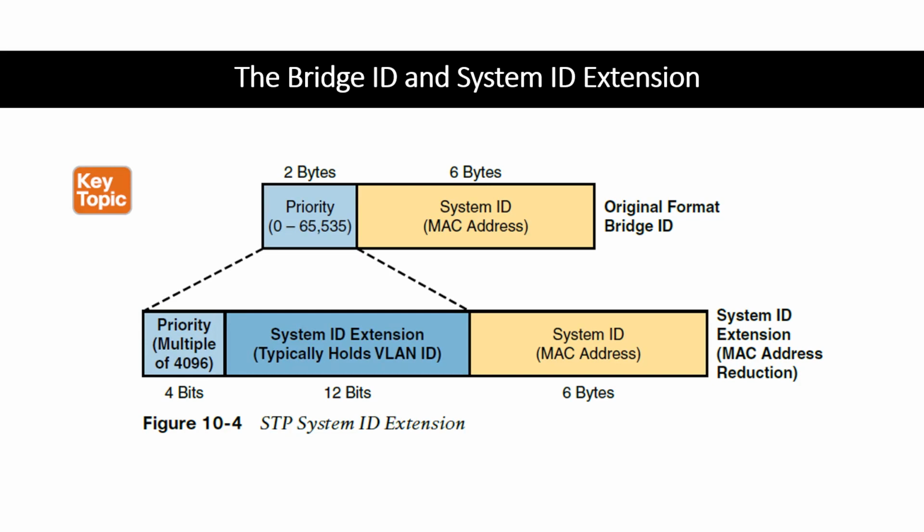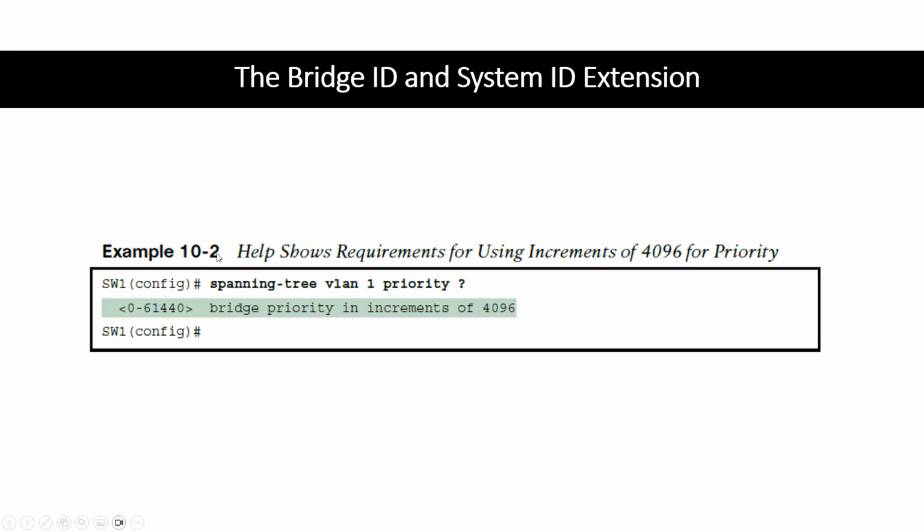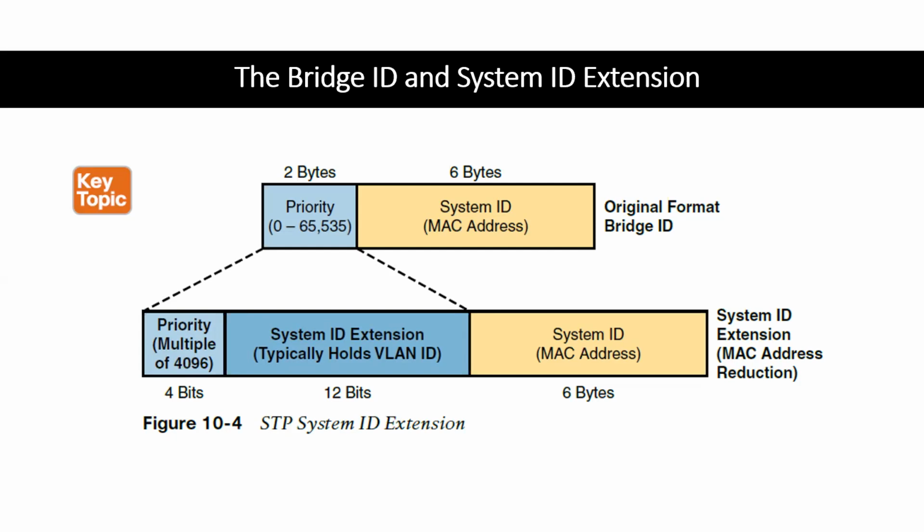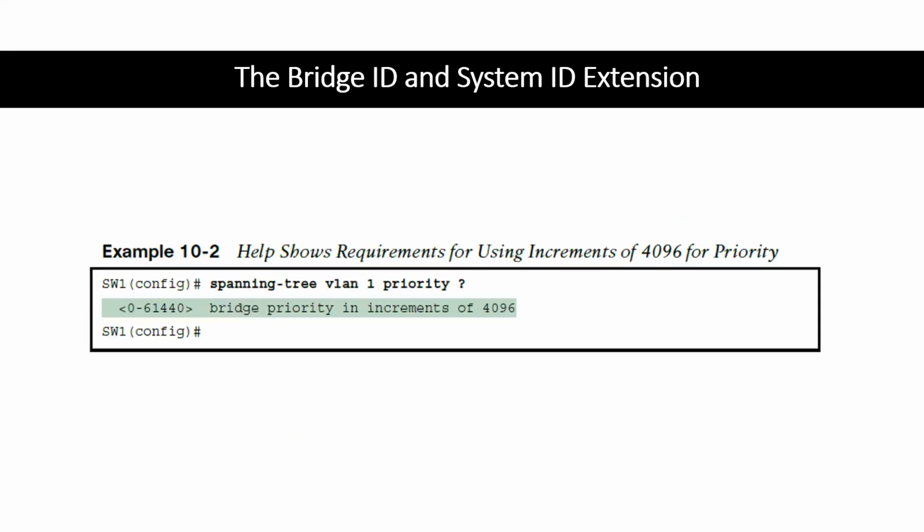This is a key topic that I want people to understand: the switch lets you configure the bridge ID, but only the priority part. You cannot manipulate the system ID. You can only change the priority number, which are multiples of 4096, starting at 0 and going up by 4096 each time. So it would be 0, 4096, 4096 times 2, and so on.